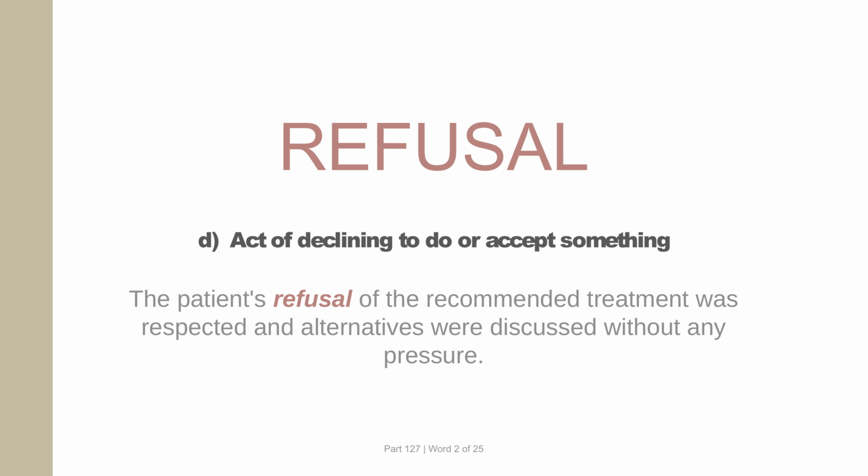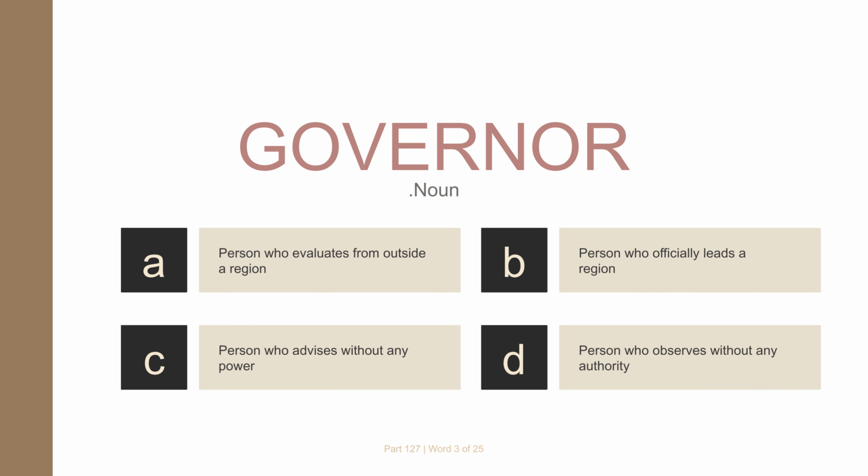Question 3. What is the meaning of governor? Option A. Person who evaluates from outside a region. Option B. Person who officially leads a region. Option C. Person who advises without any power. Option D. Person who observes without any authority.